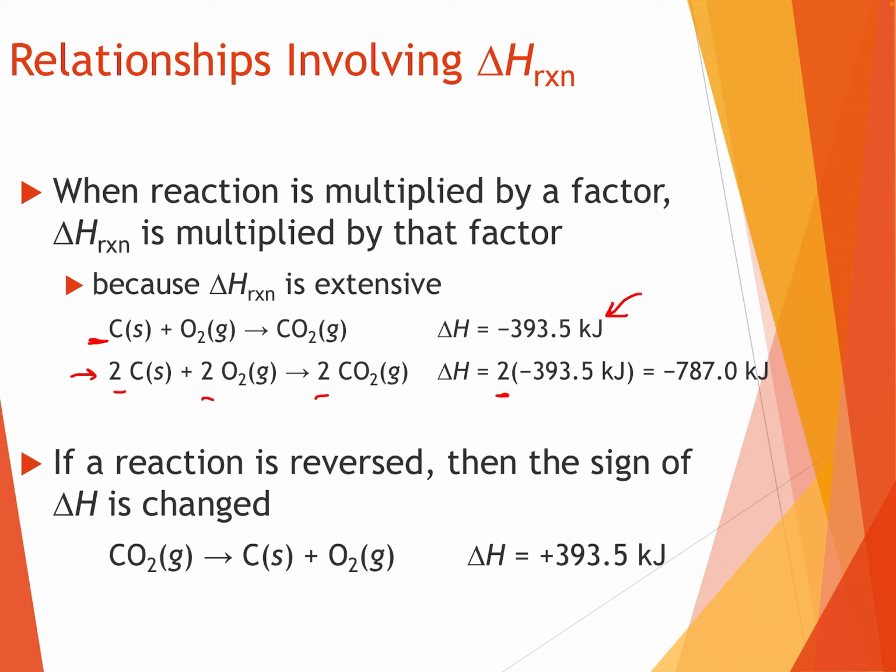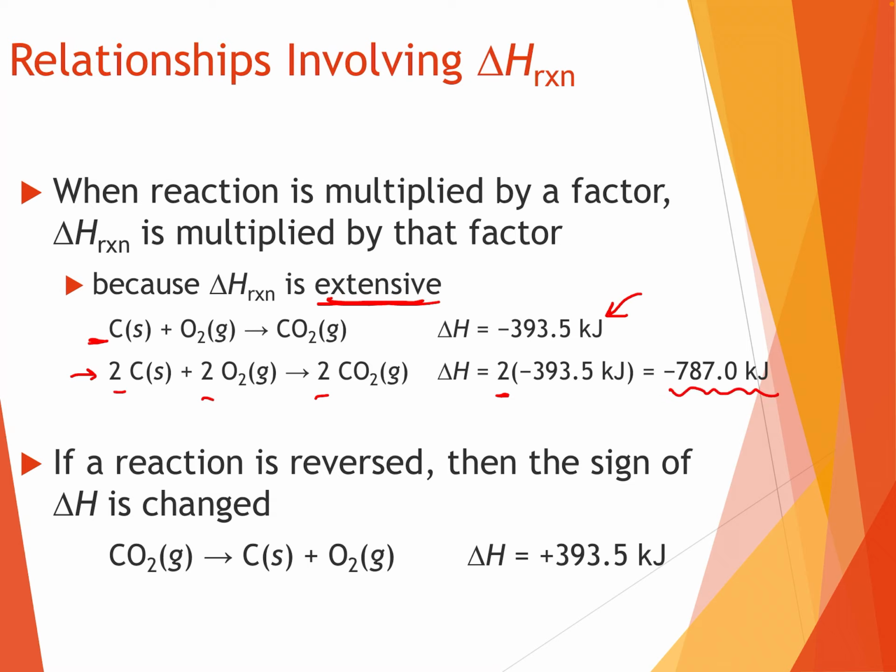And the reason that we can do this is because delta H of the reaction, our enthalpy of the reaction, is extensive, which means that it depends on how much stuff you have. So if we double our reaction, then we're going to double the amount of heat produced. And I think this makes sense from a logical standpoint. If we reverse the reaction, then we will change the sign of delta H.